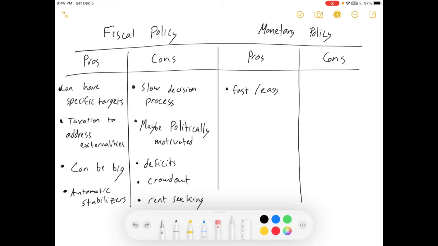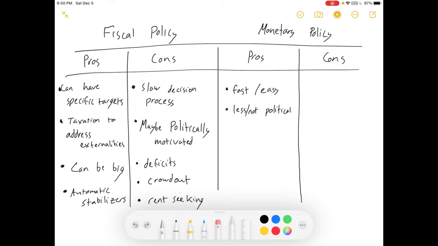For monetary policy, one of the big pros is it's fast and easy. The Federal Reserve, instead of being hundreds of politicians, the big deciders for the open market operations, for instance, are the Federal Open Market Committee, a much smaller group of economists. And they can come to a quicker decision, and they have an easy channel to do their policy, and they can change interest rates very quickly.